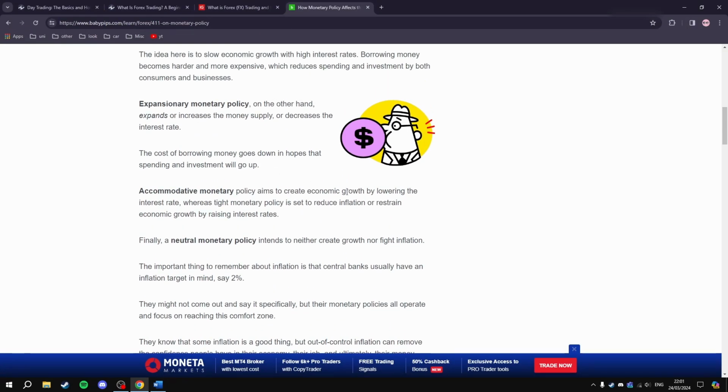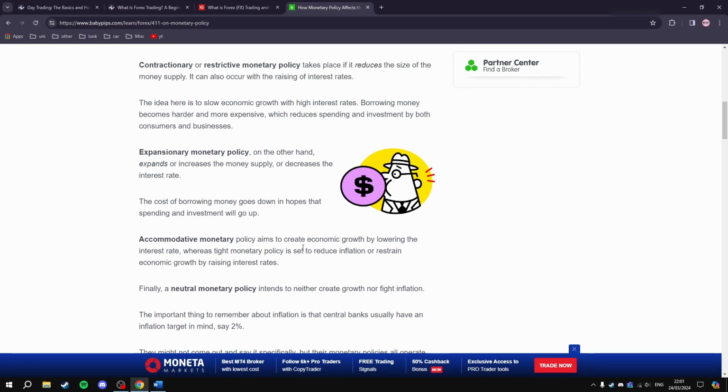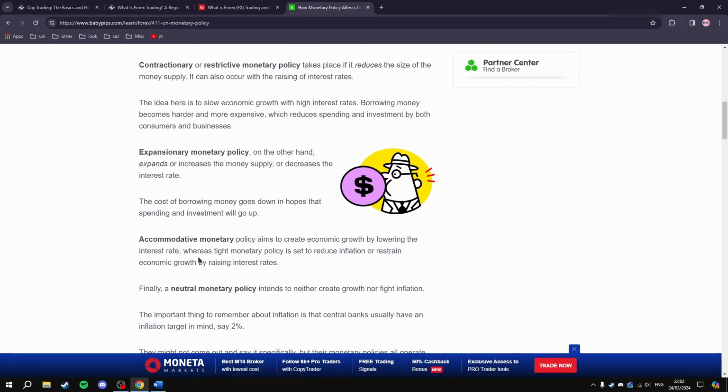Wait, so aims to create economic growth by lowering the interest rate. Isn't that the same as the expansionary? Set to restrain by raising interest rates. So tight monetary is the same as contraction. Why did they repeat over here? What's the difference between these?